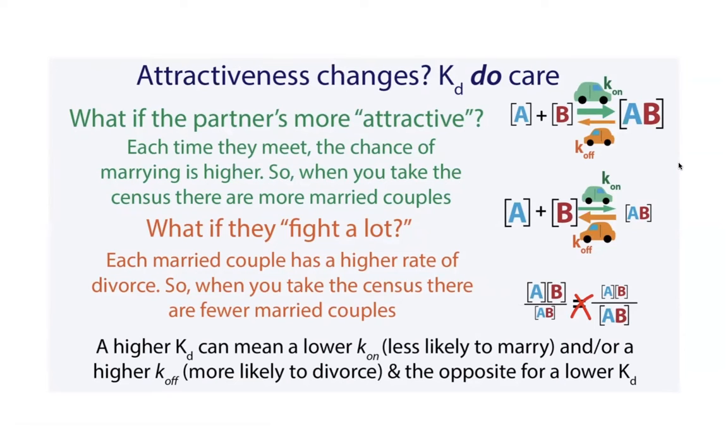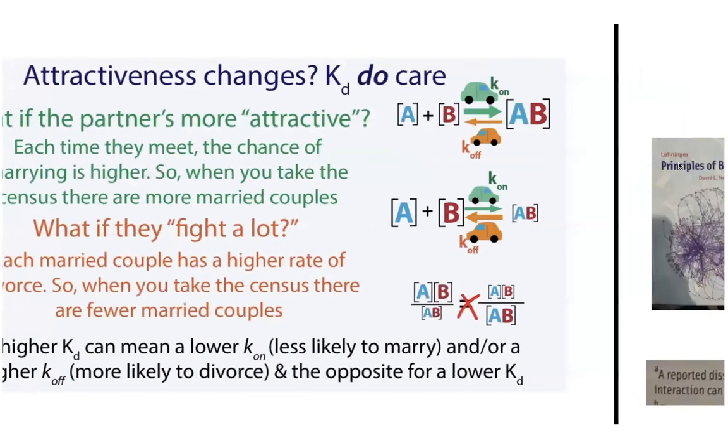Conversely, if they fight a lot, if you have a high off rate, a high divorce rate, then there's going to be fewer married couples, and so that is going to matter. So your KD is going to depend on your K on and your K off. But again, if we just measure the concentrations that are bound, that's not going to tell us directly about the K on versus the K off. There are experimental methods that you can use to actually determine those, but when we talk about thermodynamic measurements at equilibrium, there we've already lost all that information.